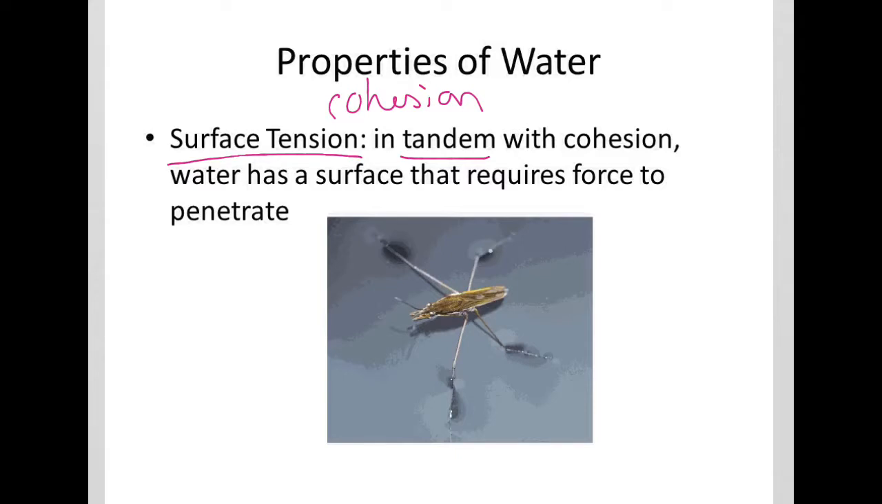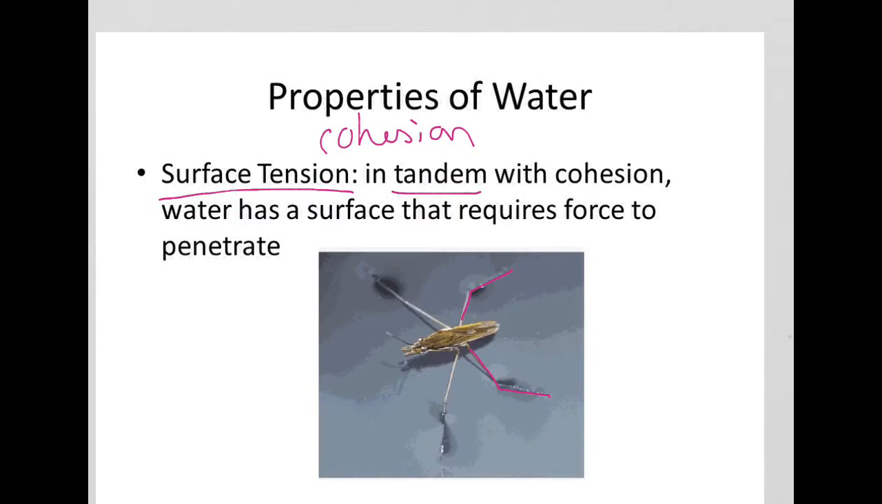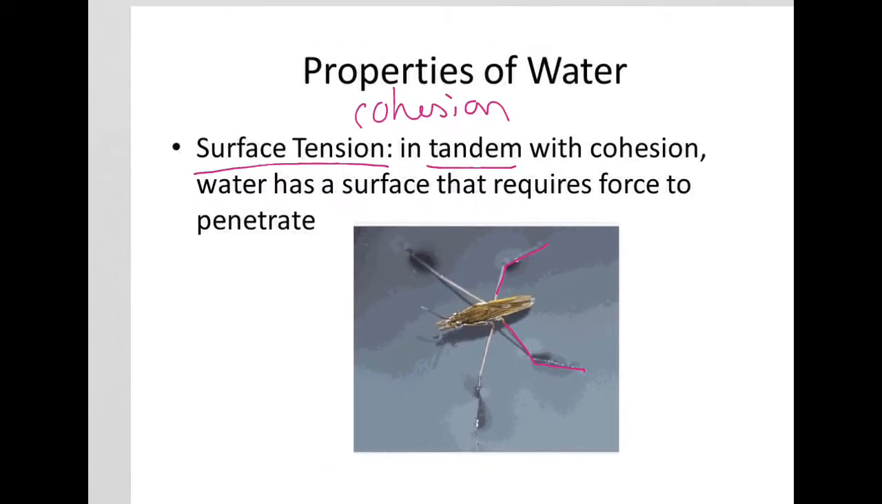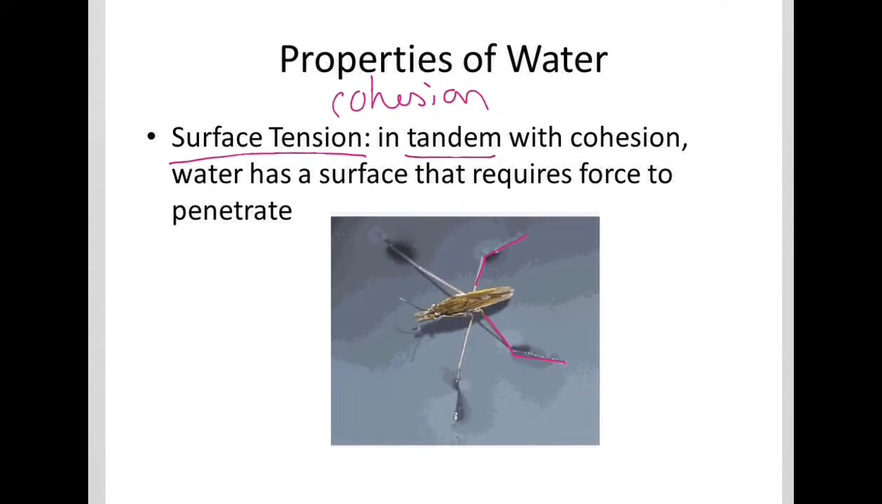But this property of surface tension allows something like this water bug to sit on top of the water, and I'm sure we've all seen examples of this, where because of its difficulty to penetrate this surface, the bug can literally walk on water because of the water's high surface tension.